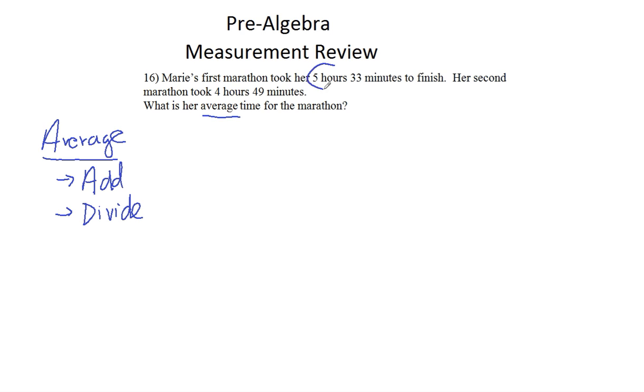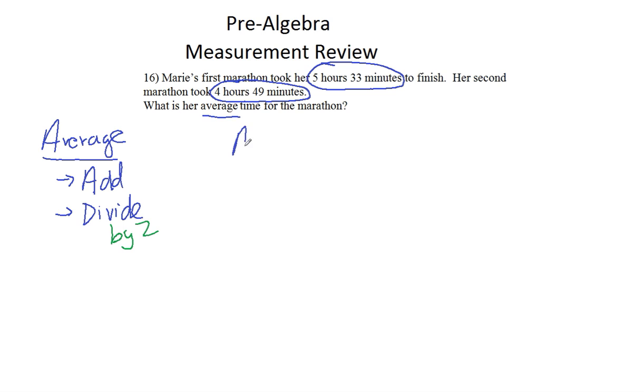This right here, 5 hours 33 minutes, is 1 time. That's 1 marathon. Even though you could say it's 2 numbers, a 5 and a 33, it goes together. It's mixed units. Same thing here, 4 hours 49 minutes is 1 time for the second marathon. So when we divide in this problem, we're going to divide by 2. Other problems we might divide by 3 or 4 or something else, but here, because we only have the 2 marathons, we're going to divide by 2.